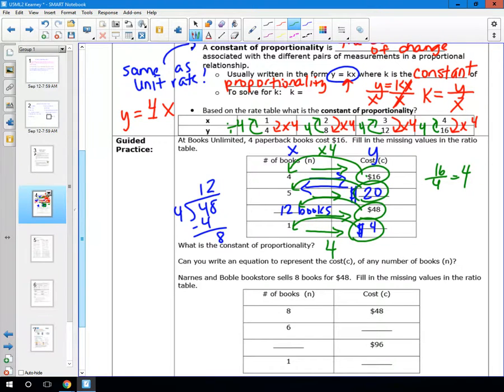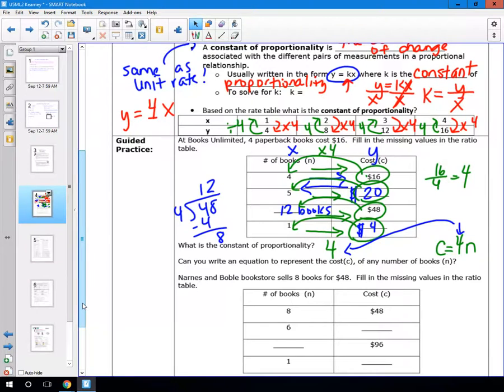Now it says, can you write an equation to represent the cost? That means if you wanted to figure out how much the books cost, what would you have to do? Well, every book is $4, so we have the number of books times 4, which gives me my cost. So my equation is the cost equals 4 times the number of books, where 4 is my constant of proportionality.